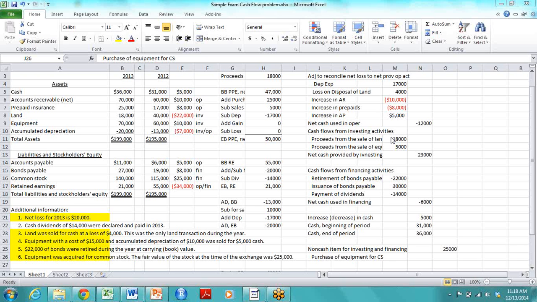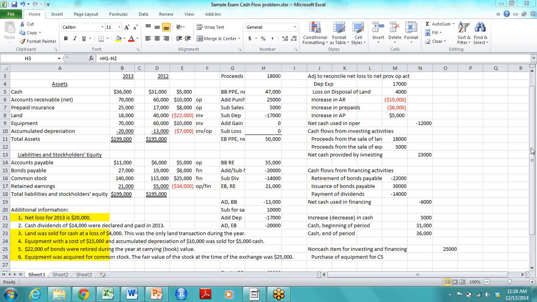So we're getting $18,000 for that land. So even though this has gone down by $22,000, and 4 of that relates to the loss, the $18,000 that's left are the proceeds that we're getting, and proceeds are an inflow. Cash is coming to us. So that's why it's positive there.